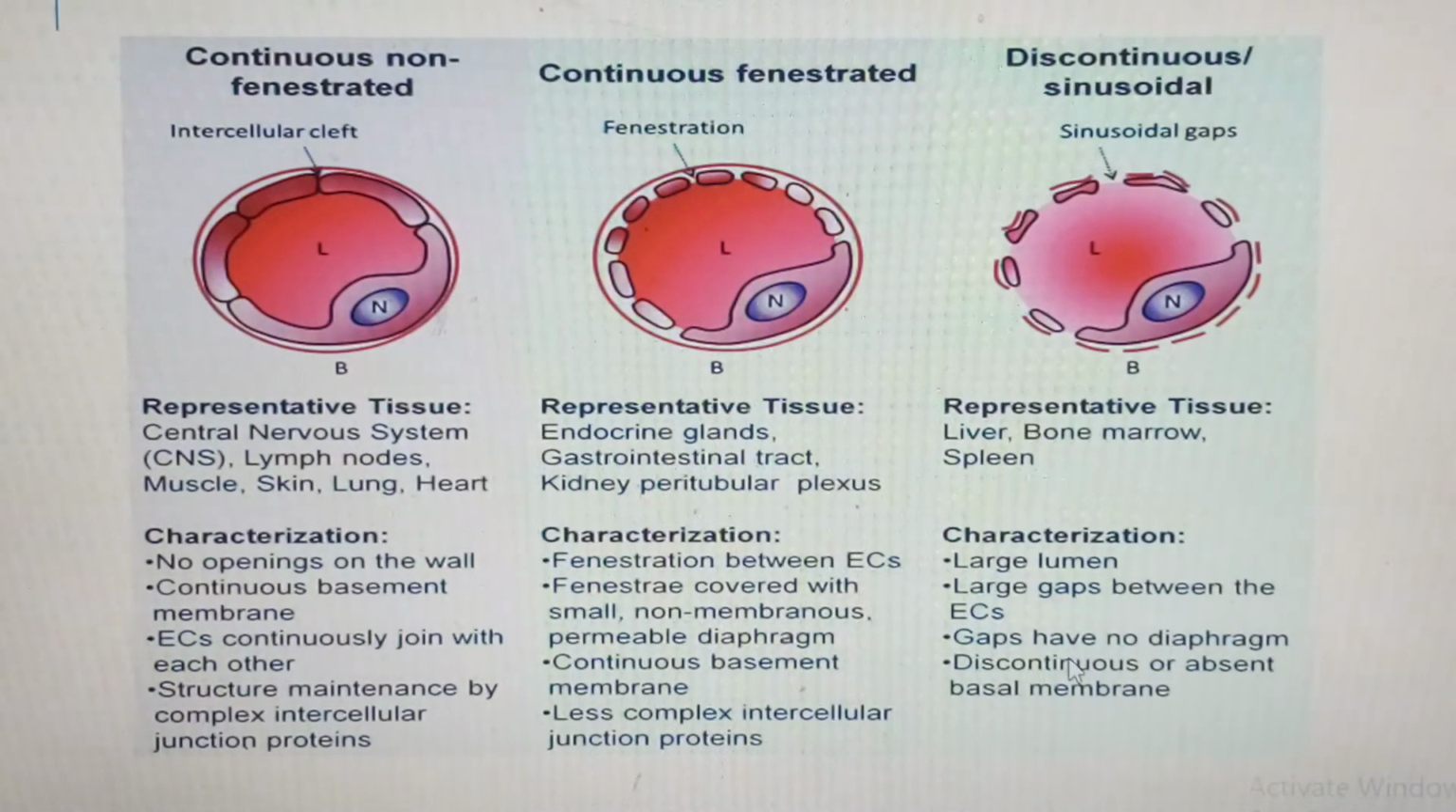endothelial cells, and the gaps have no diaphragm, unlike in the case of the fenestrated capillaries where you may have a diaphragm, but these ones do not have diaphragms. Then there's discontinuous or absence of basal lamina. Actually, it's discontinuous, so that's why we call it sinusoidal. We are going to see it mainly in these lymphoid organs, including the liver, the bone marrow, the spleen. Okay, we'll have what we call discontinuous capillaries.